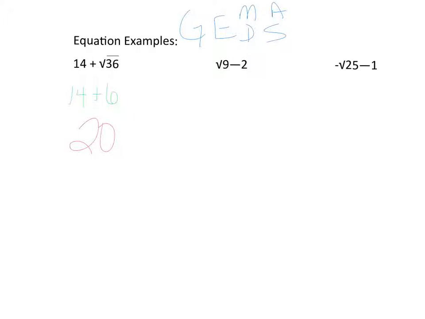So 14 plus the square root of 36 is 20, because the first thing we did was the square root of 36. And then we ended up having to add 14 to it. Square root of 36 is 6. 14 plus 6 is 20.